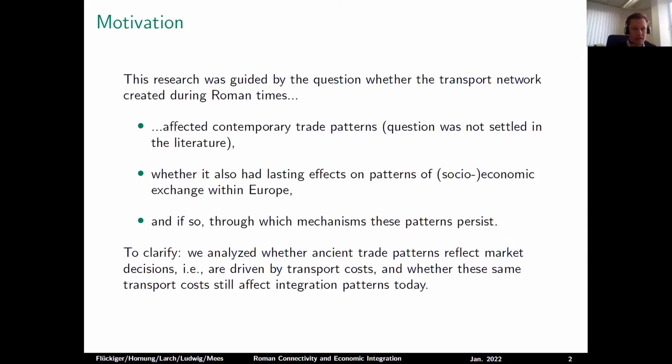So just to clarify what we're doing, we analyze whether the trade patterns that we observe in ancient times, but also today, reflect market decisions. And these market decisions are basically reflected in transport costs. So the question is: do transport costs actually affect the patterns of trade in ancient Rome, but also today?